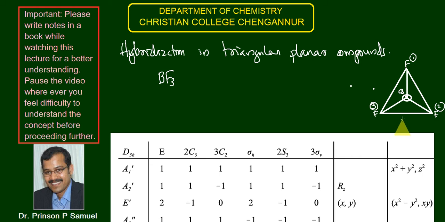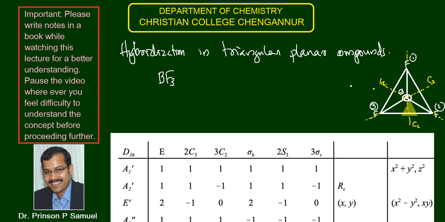And in addition to the C3 axis, there are C2 axes, right? So this is a C2 axis. For example, each boron fluorine bond is a C2 axis. So this one is a C2 axis. That is the first C2 axis. Then there is a second C2 axis like this. And there is another C2 axis like this, right? So there are 3 C2 axes. So this is C2, and this is C2, and this is also C2. Okay, 3 C2 axes.